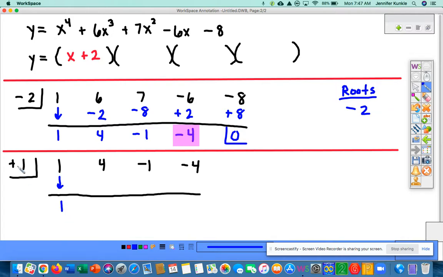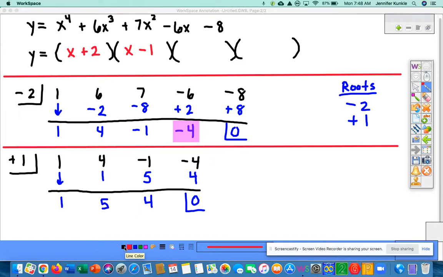All right, bringing down the 1. 1 times 1 is 1. Adding that gives us 5. 1 times 5 is 5. Adding that gives us 4. 1 times 4 is 4. And we end up with a 0. So we know that positive 1 is a root. Okay, if this is positive 1, then I know my factor is x minus 1.